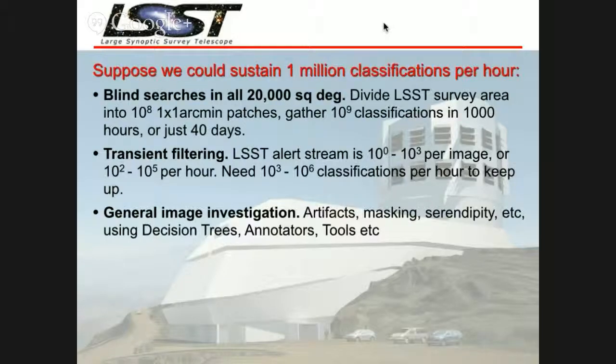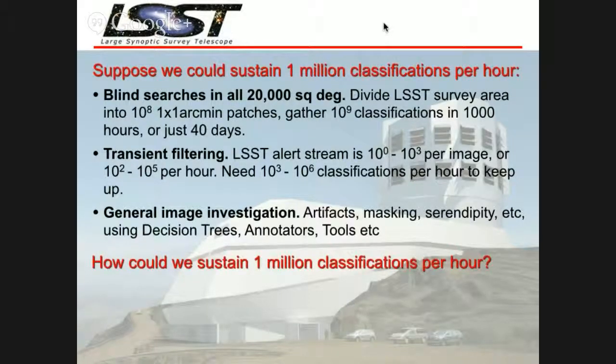Okay, and then I'm interested in the possibilities of general image investigation. Just show everyone the survey and see what happens. Certainly we could think about finding annoying artifacts or problems with the pipeline. We could ask people to mask things out that shouldn't be there. Certainly we know that crowds of citizens are very good at finding new things serendipitously.